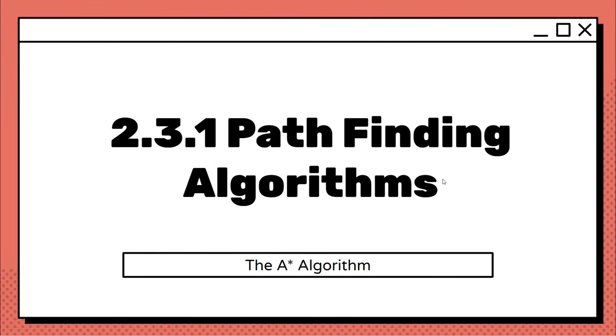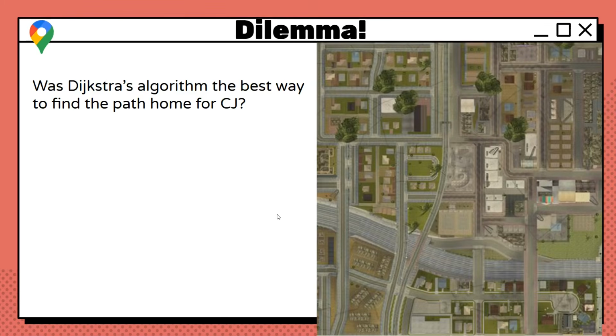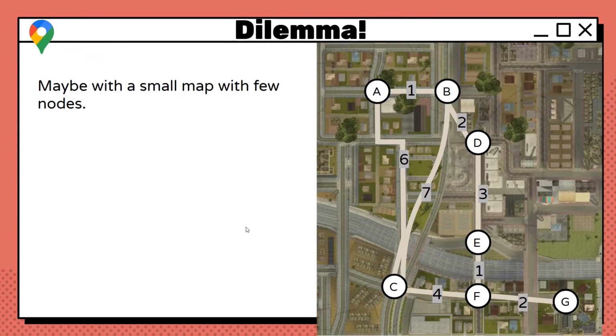Last lesson, we looked at using Dijkstra's shortest path algorithm to plot the best path home for our character CJ. Dijkstra's shortest path algorithm helped us find the shortest path to all other nodes on a map. But this may be too much for our needs if we only require the shortest path between 2 points and not every point. Using Dijkstra's is not too taxing to work out on a small map.